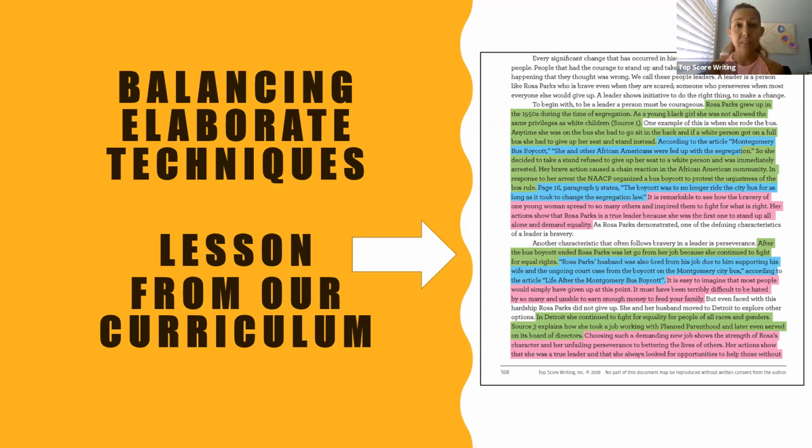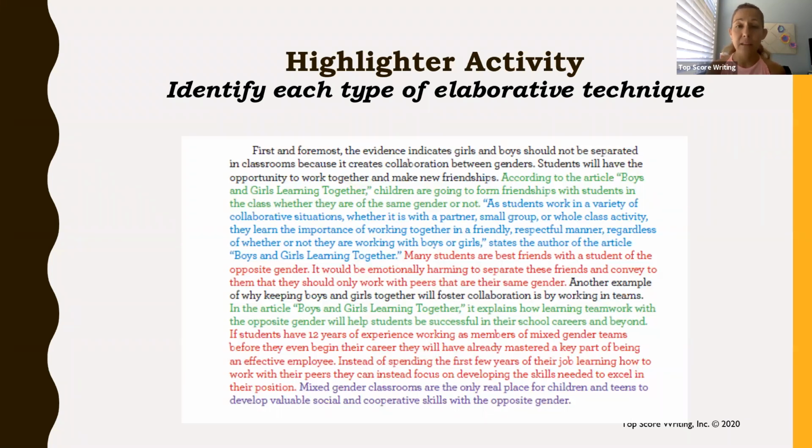Well, just like this lesson provides a good example of balancing for our students, we can have them use highlighters to self-assess their own use of elaborative techniques and decide if they have or have not balanced each type. So after writing the body paragraphs, we can say to our students, please highlight all of your quotes in green, please highlight all of your paraphrasing in blue, please highlight all of your own thoughts and ideas in pink.